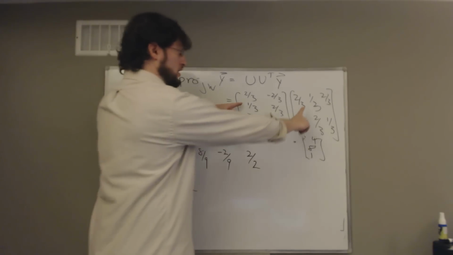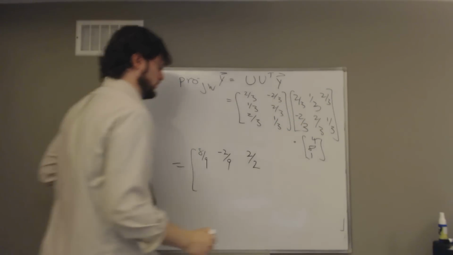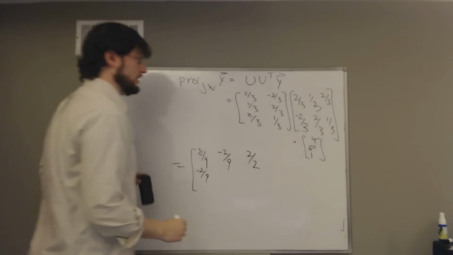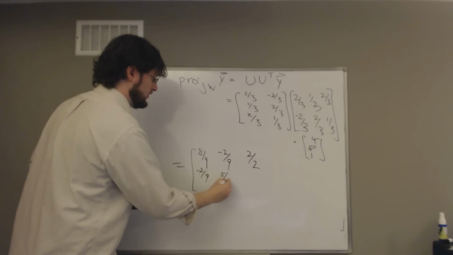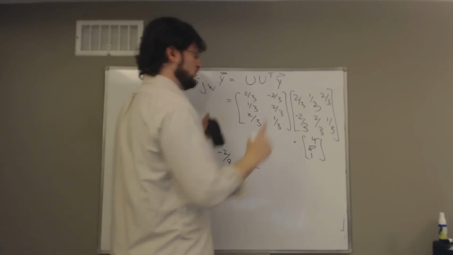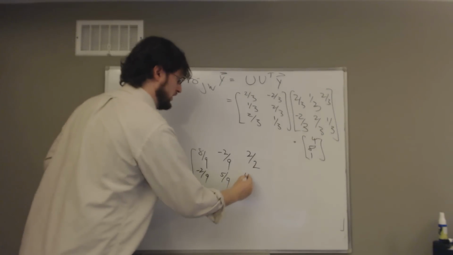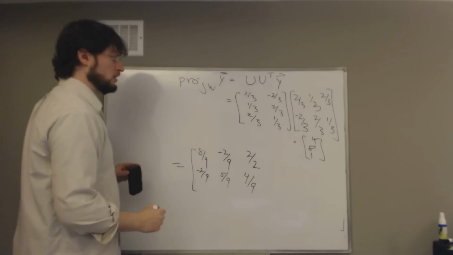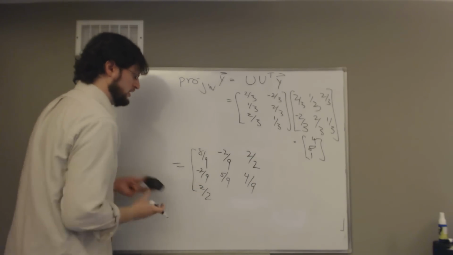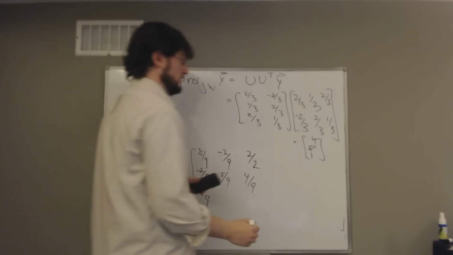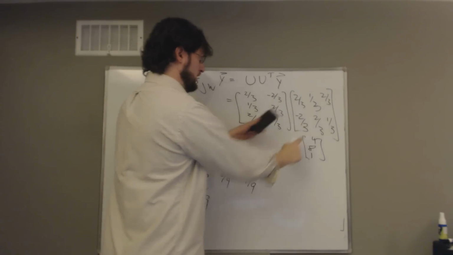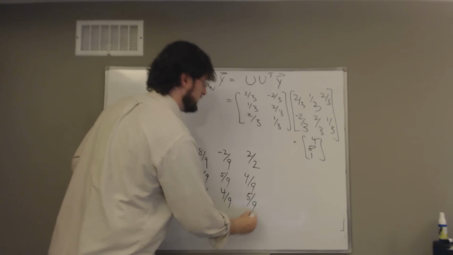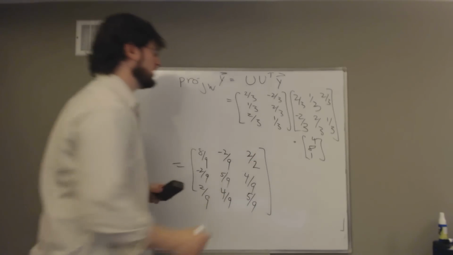When we go to the next row, 2/9 and minus 4/9, which is minus 2/9. 1/9 and 4/9 is 5/9. 2/9 and 2/9 is 4/9. And then finally, 4 and minus 2 makes 2/9. 2 and 2 makes 4/9. And then 4 and 1 makes 5/9. So that's U times U transpose.